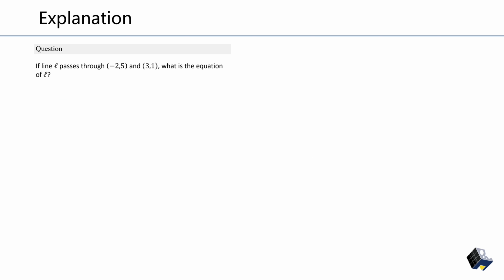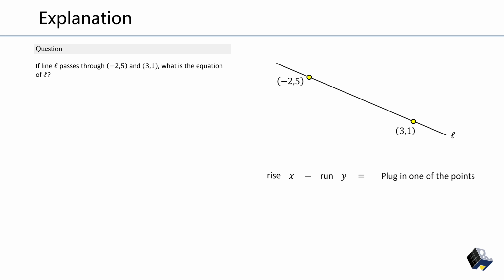Now, let's try another case where the slope is negative. Suppose the line passes through -2, 5, and 3, 1. According to the derived formula, the equation becomes rise x minus run y equal to plugging in numbers.